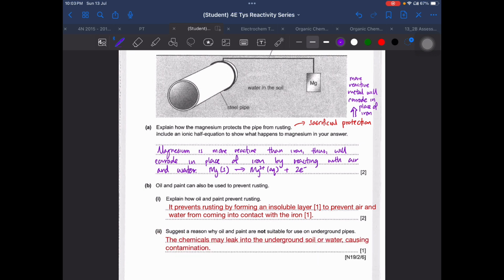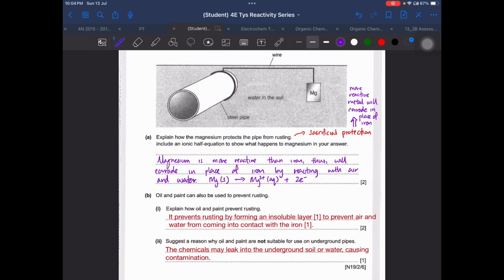Last but not least, why are they not suitable? In this case, it is because these are chemicals. They may leak into the underground soil or water, and therefore cause contamination in the water or the soil for the plants. Hence, these are usually avoided in underground pipes. Hence, we use this method of sacrificial protection. Alright, and that's for question 2. Let's take a look at the next few questions.